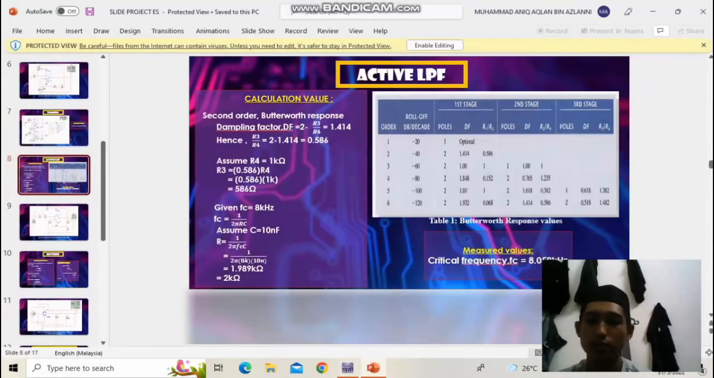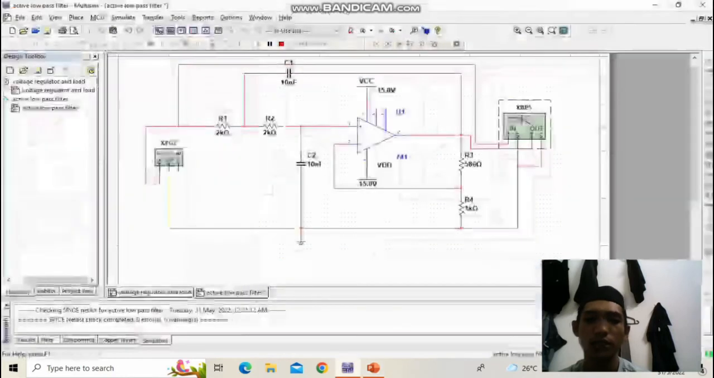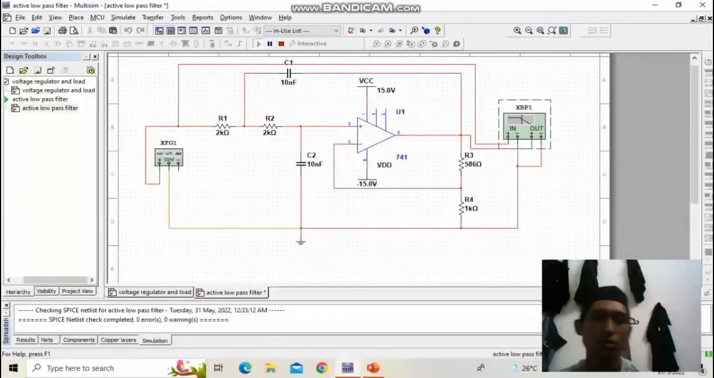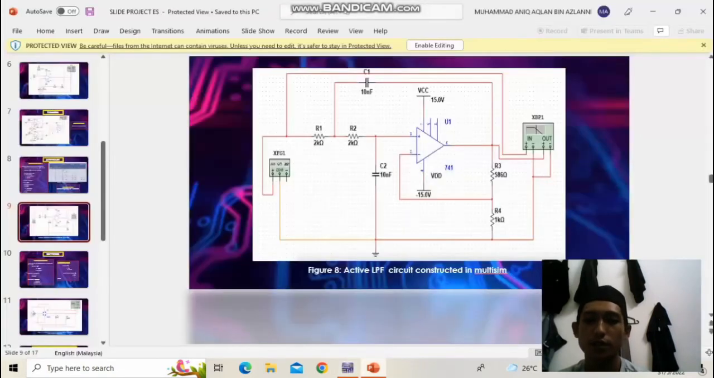And then we go to the circuit. This is the low pass circuit that we constructed in Multisim. So we open Multisim. So from here, you can see the graph.